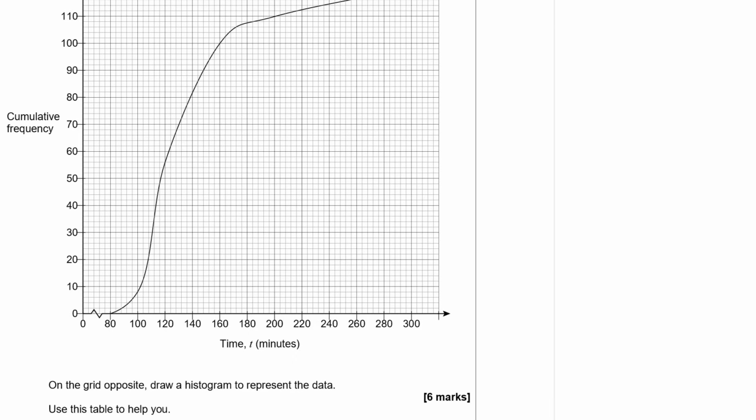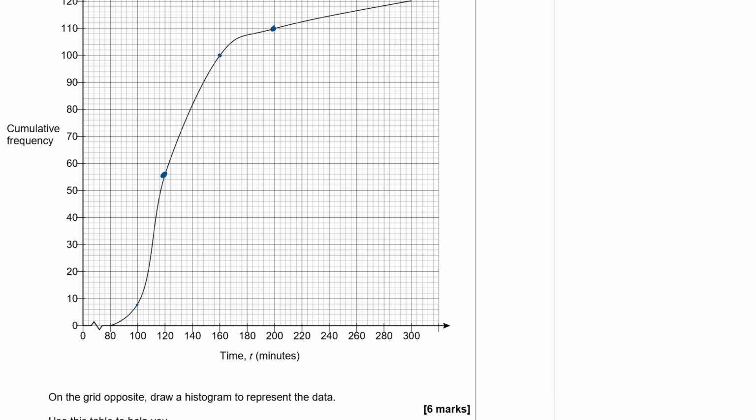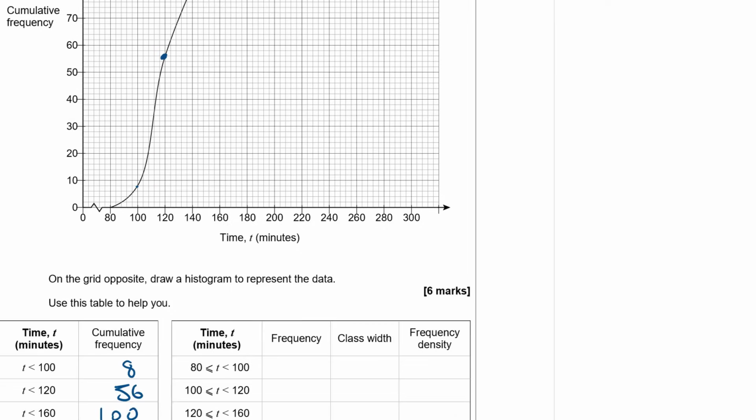So time under 100 is going to be this point here. So that's 8. Time under 120 is this point here, which I read to be 56. Time under 160 is up here, that's 100. Time under 200 is up there, that's 110. Time under 300, that's the last dot on the top, and that's at 120.